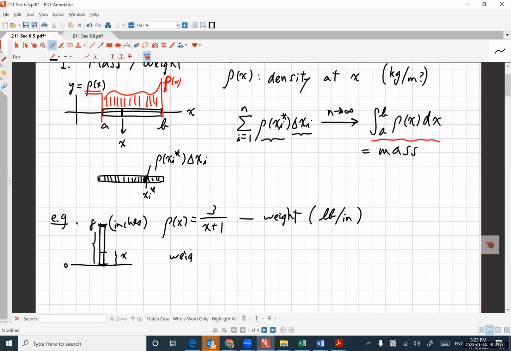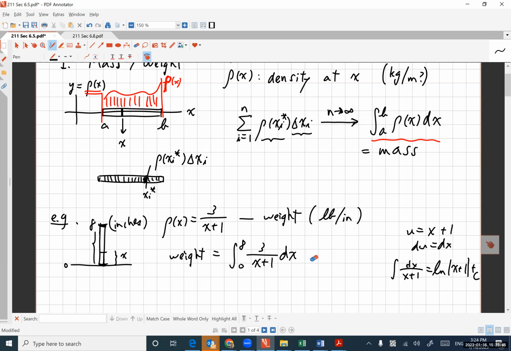So the total weight is simply the integral from 0 to 8 of 3 over x plus 1 dx, right? Nothing to it. Okay, you know how to integrate this. Oh, do you? You can do u is equal to x plus 1 if you like. You really don't have to do this. du is dx. So the integral of 1 over x plus 1 dx is simply the natural log of x plus 1 plus c. So it's really not all that difficult.